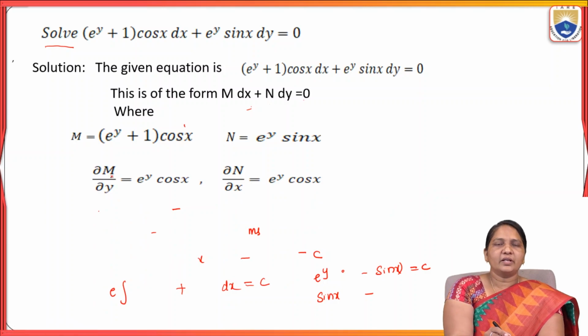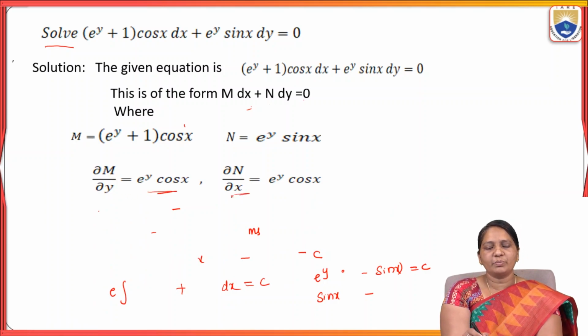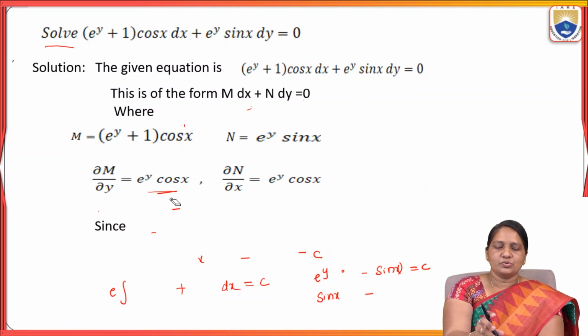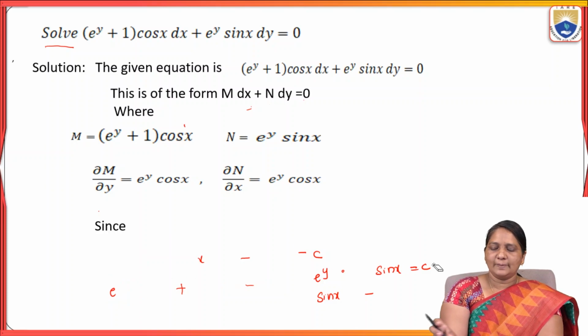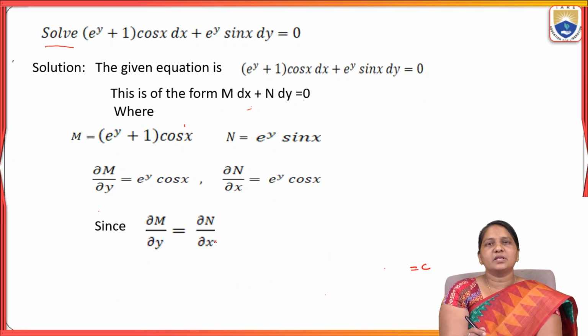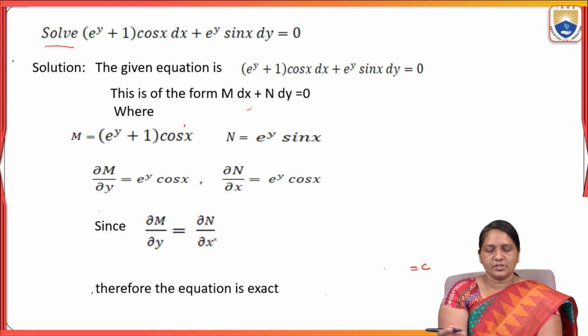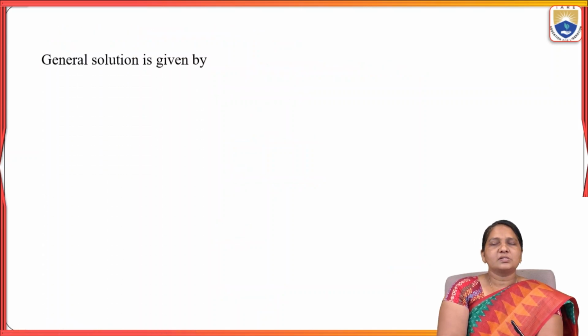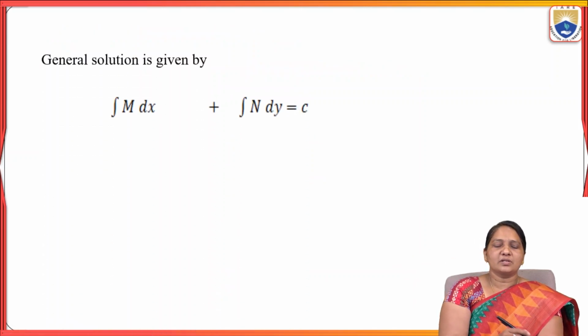So when you are calculating dou m by dou y, the value is e power y cos x, and dou n by dou x also is e power y cos x. So these two values are equal. So dou m by dou y is equal to dou n by dou x. Therefore this equation is an exact differential equation. So after checking this, we are going to see the general solution. The general solution is integral m dx plus integral n dy equal to c.